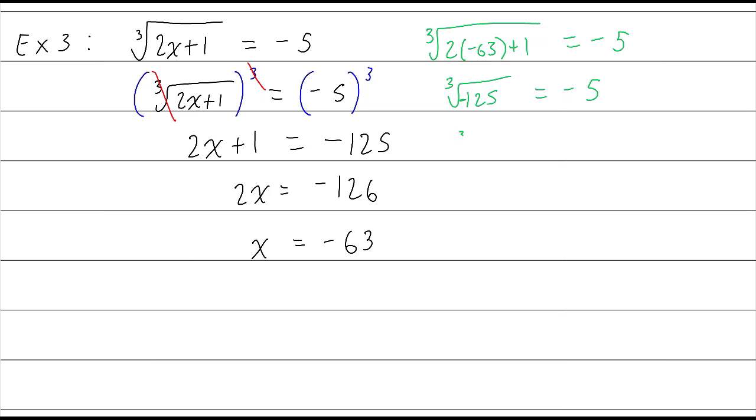That's because negative 125 is negative 5 times negative 5 times negative 5. So you have 3 of those dealing with a cube root, and you take that out. Negative 5 equals negative 5. That's one way to think about it. But in general, if you type this in your calculator, you get negative 5. So negative 63 is the solution for this one. That example had a nice little tangent there.